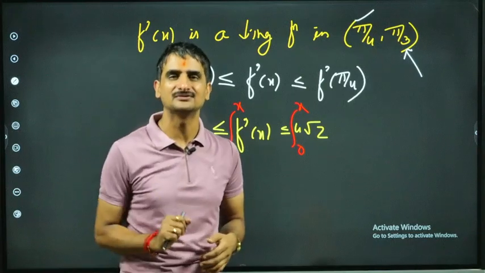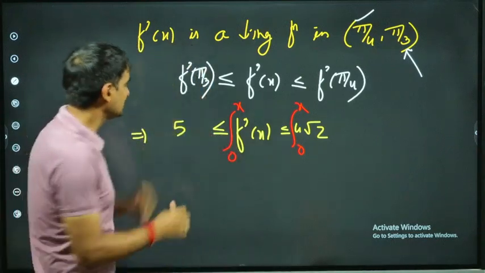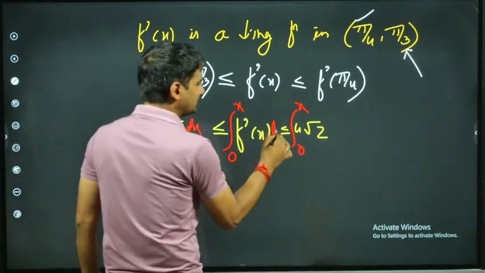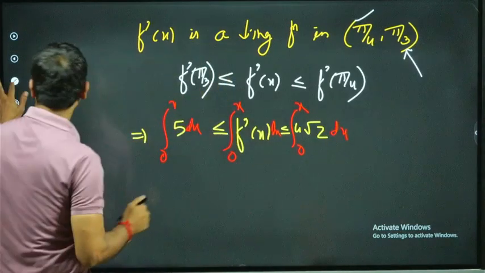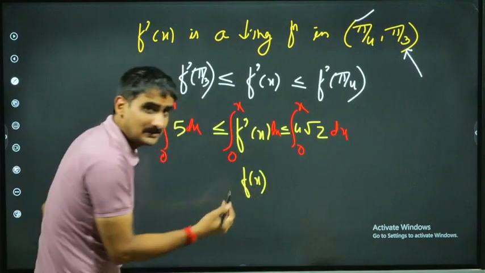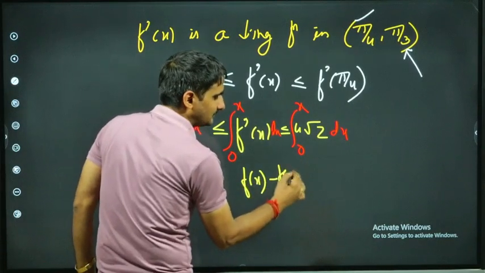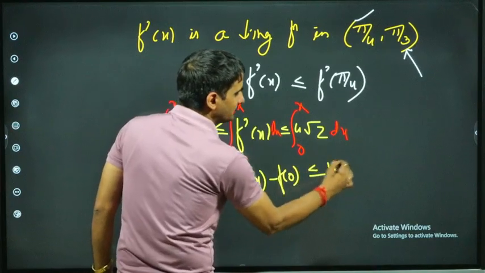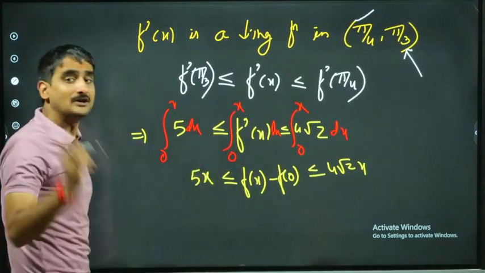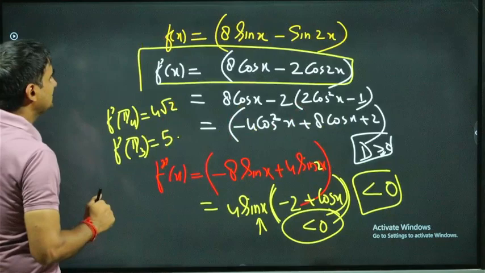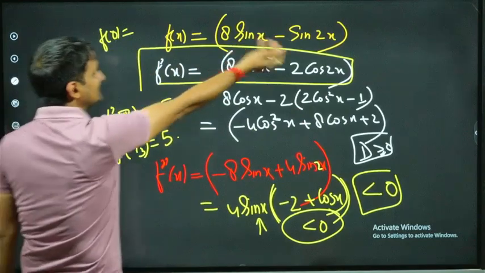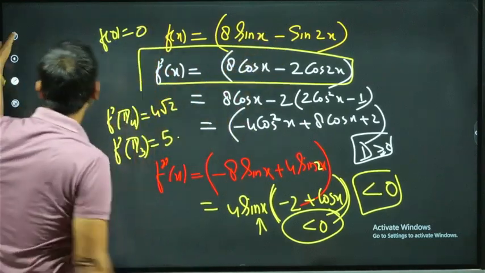We need x also. So if we integrate from 0 to x, of course with respect to x, what will we get? So now again we need to check one thing. So it will be f of x minus f of 0, mark it, and this will be 4 root 2 x and this will be simply 5x, bachon. Now what is f of 0? So if you replace x by 0, it's going to be 0, so that won't bother us.